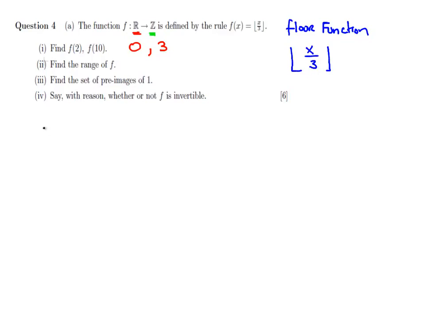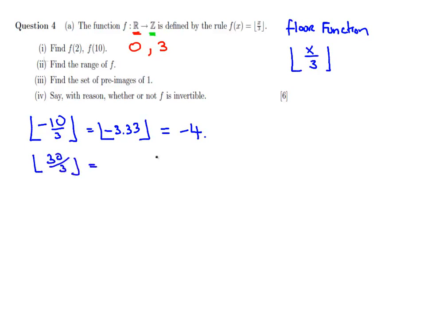For example, the floor function of minus 10 over 3, that is minus 3.33. The floor function of that is minus 4. The floor function of 30 divided by 3 will be 10. I'm just doing some examples here, and that's just equal to 10.